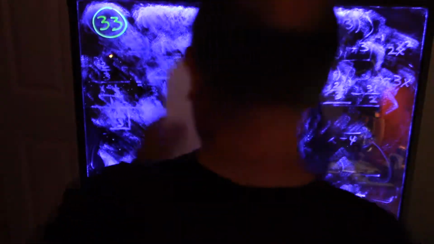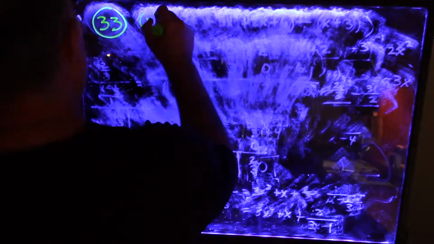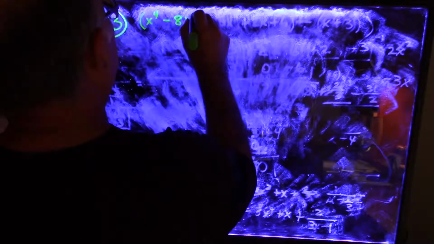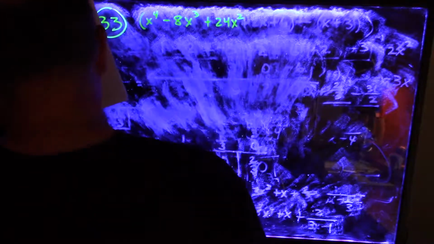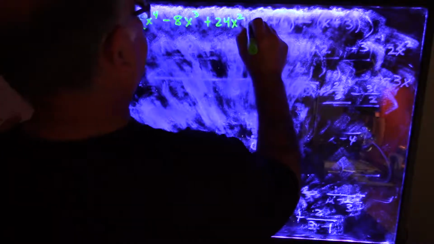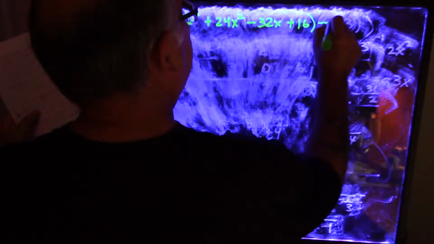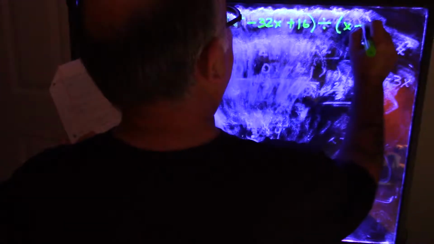Number 33. We've got x to the fourth minus 8x cubed plus 24x squared minus 32x plus 16, divided by x minus 2.